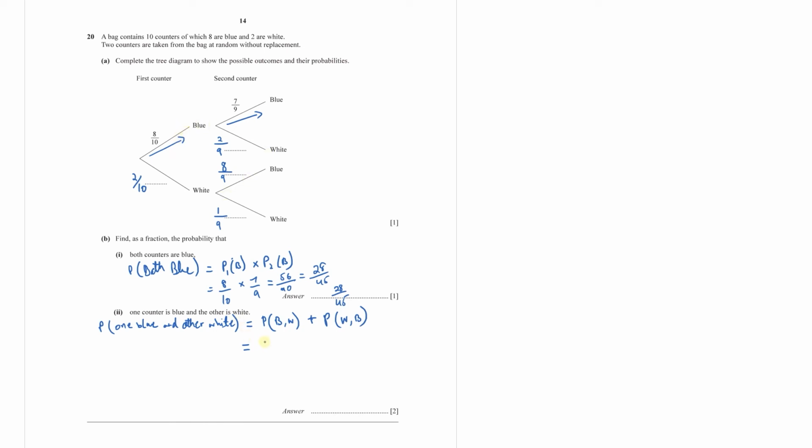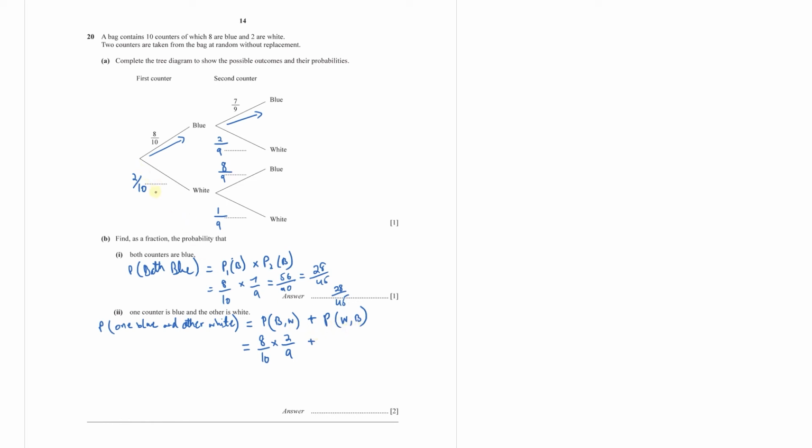So you multiply 8 by 10. So you get blue in the first turn, and then you get white in the second turn, which is 2 by 9 here. So 2 by 9 plus. So you can get blue and white, or you can get the white in the first turn and the blue in the second turn.